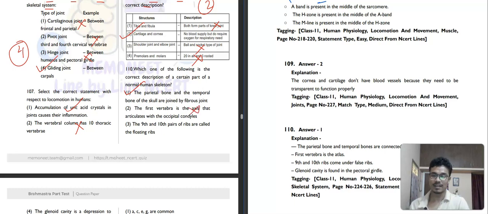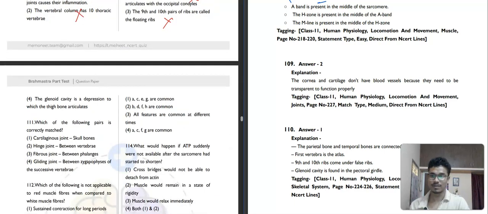Then the 9th and 10th pairs of ribs are called floating ribs. They are called false ribs. 11th and 12th are floating ribs, because they do not attach to the sternum. The glenoid cavity is a depression to which the thigh bones articulate. No. Glenoid cavity is found in the pectoral girdle. How can this be thigh bone?